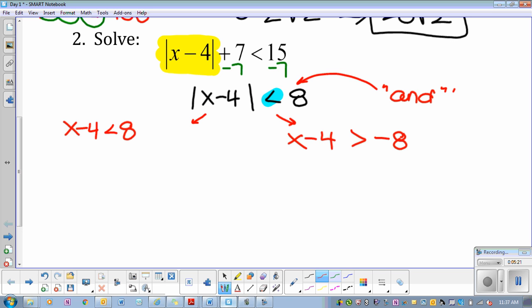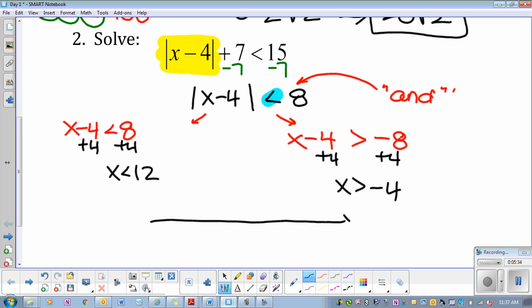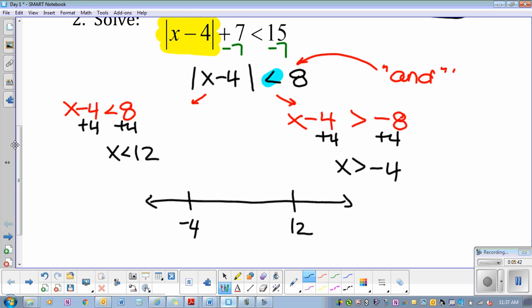All right, so if I solve for these x's, so add the 4, x is less than 12, and add the 4, x is greater than negative 4. If I graph this, let's see, negative 4 is over here and 12 is over here, yeah? What kind of circles do these have? Open or closed? Open.